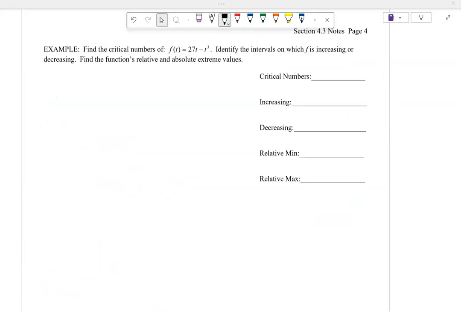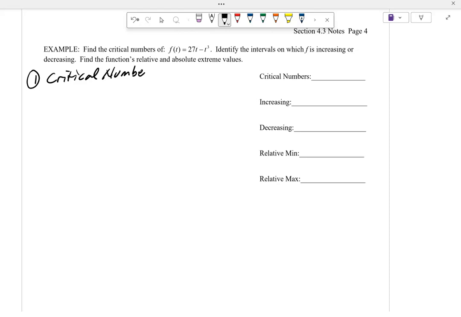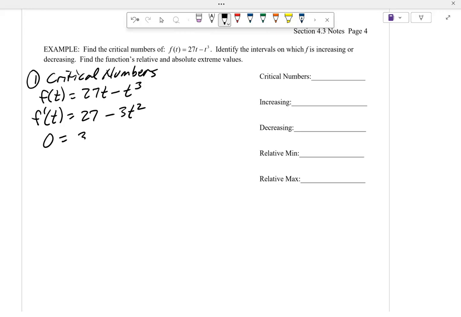All right, let's go ahead and do the same thing for this one. Let's find our critical numbers, where it's increasing, decreasing, relative min, max, and all that here. So number 1, here's our function, 27. We're going to find our critical numbers. F of t equals 27t minus t cubed. Let's take our derivative. So we got 27 minus 3t squared. Where's the derivative equal to 0 or undefined?